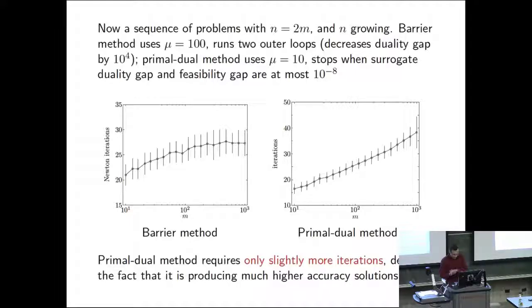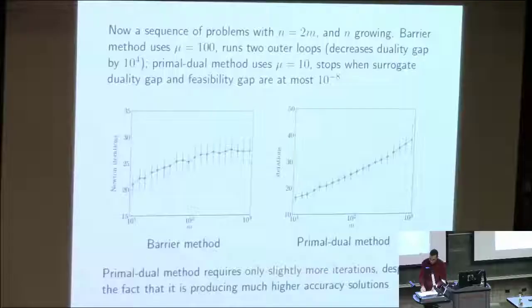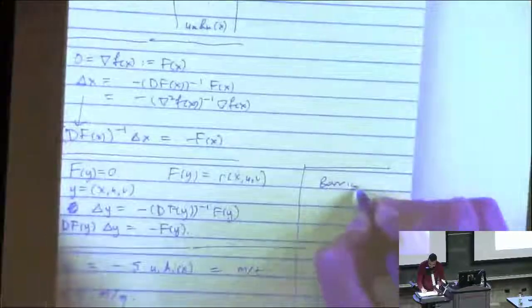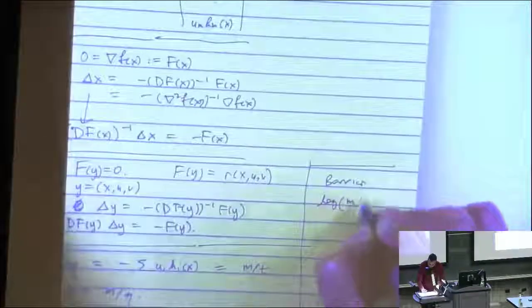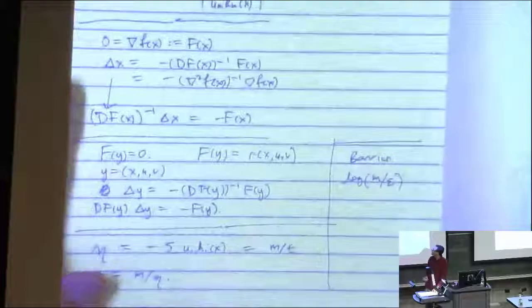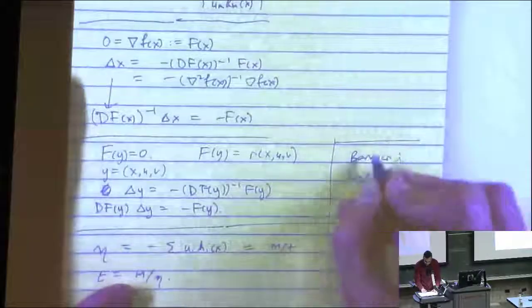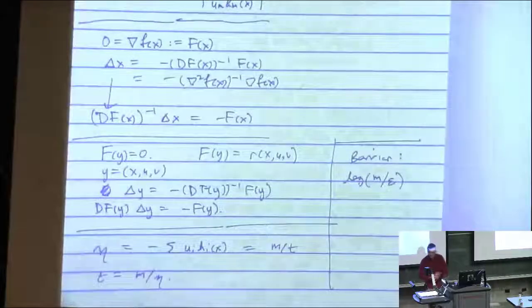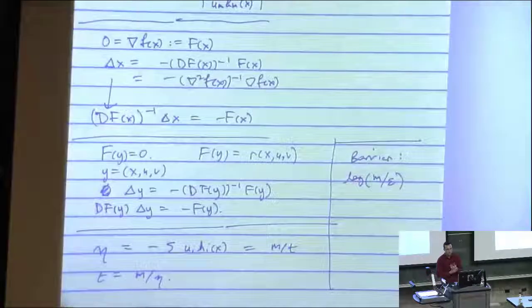So this was a comparison of how these methods performed as we increased the number of inequality constraints. We saw that the convergence rate for the barrier method was something of the form log of m over epsilon. That was roughly the convergence rate for the barrier method. So as you increase the number of inequality constraints m, we should expect the number of iterations we need to converge to high accuracy to grow very slowly. That's what this plot is showing. It's growing very slowly with m.